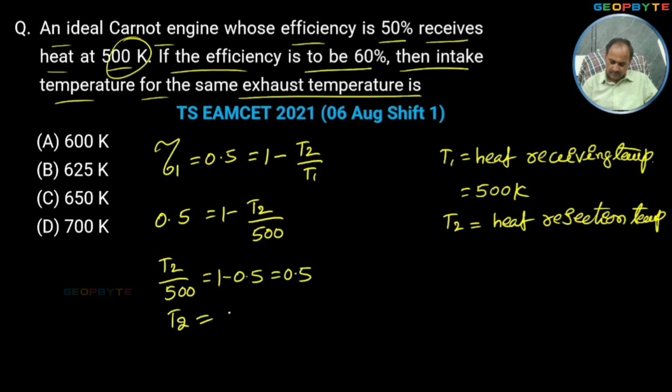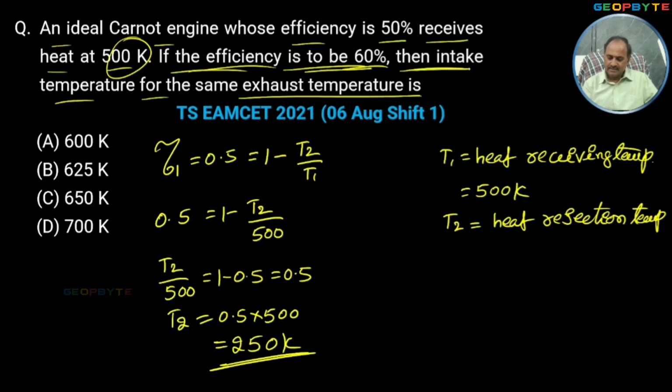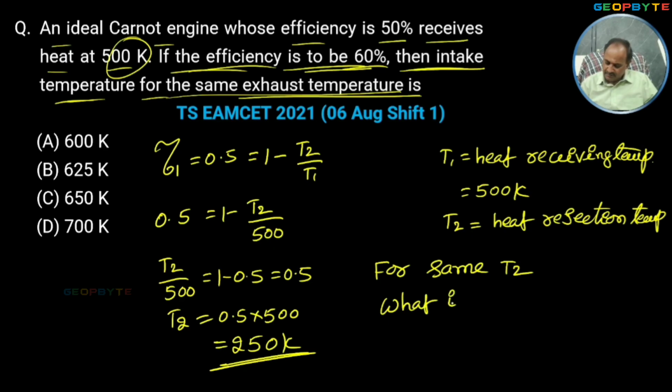Then T2 equals what? 0.5 into 500 is equal to 250 Kelvin. That is the T2 value. What it is asking: if the efficiency is to be 60%, then what is the intake temperature for the same exhaust temperature? For the same T2, what is the inlet temperature when efficiency eta 2 becomes 60%, that is 0.6?